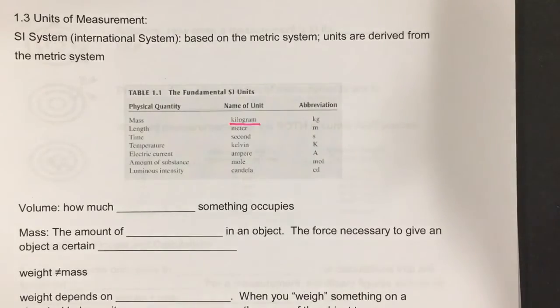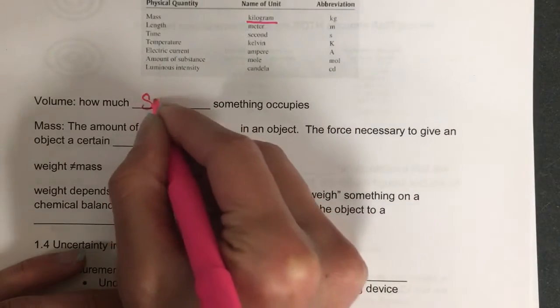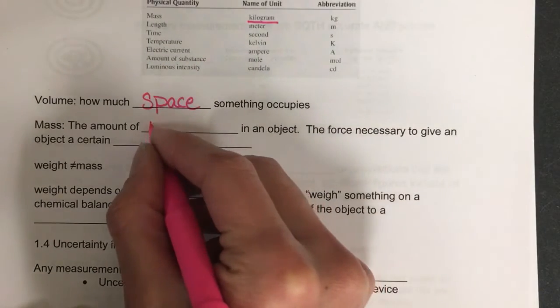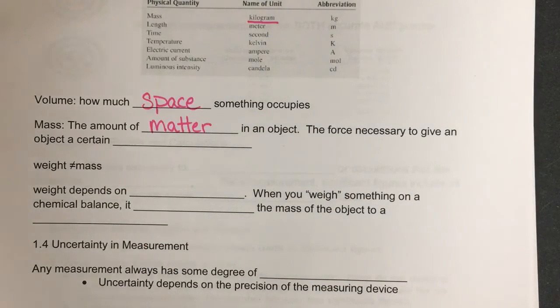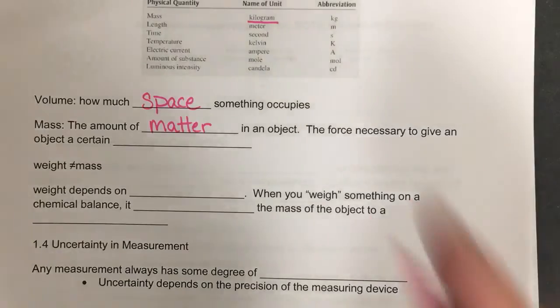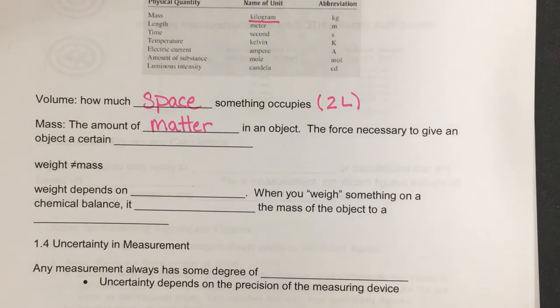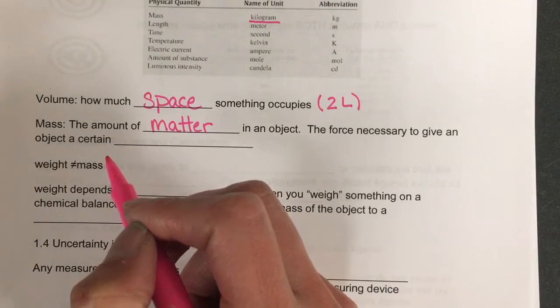Okay? Now, when we're talking about our units, volume is how much space something occupies. Mass is the amount of matter. So, for example, when I talk about volume, I can buy 2 liters of soda at the store, 2 liters of Coke, 2 liters of Pepsi, but I'm talking about how big that container is. When I talk about mass, it's how much stuff is in that container.